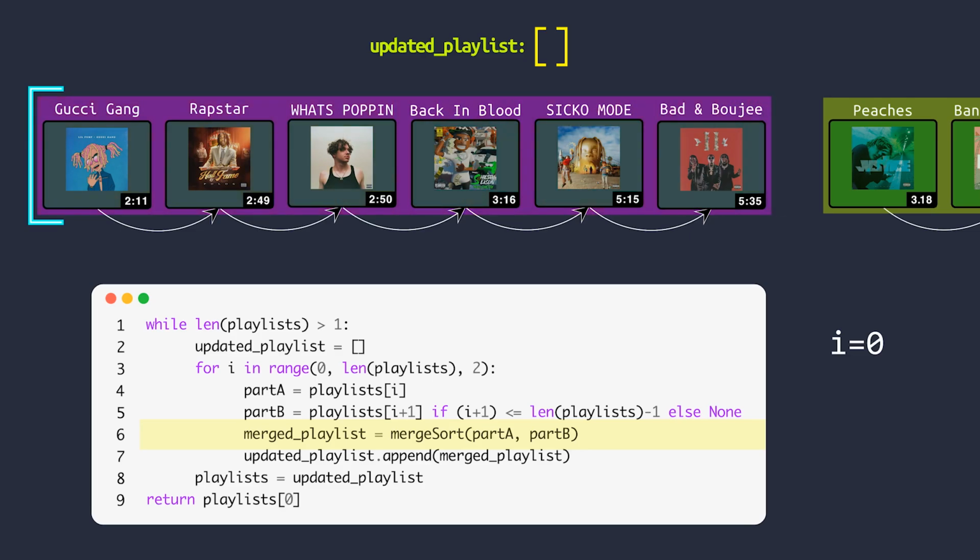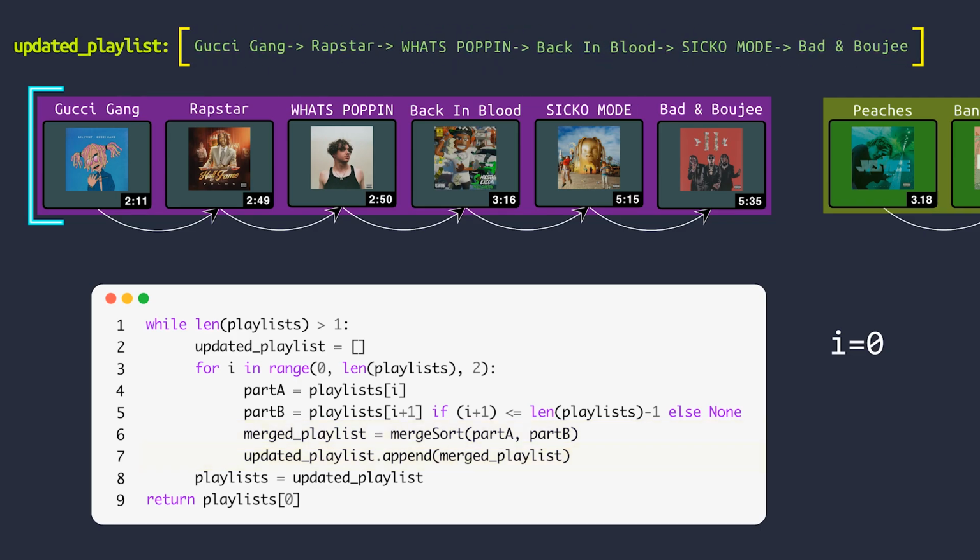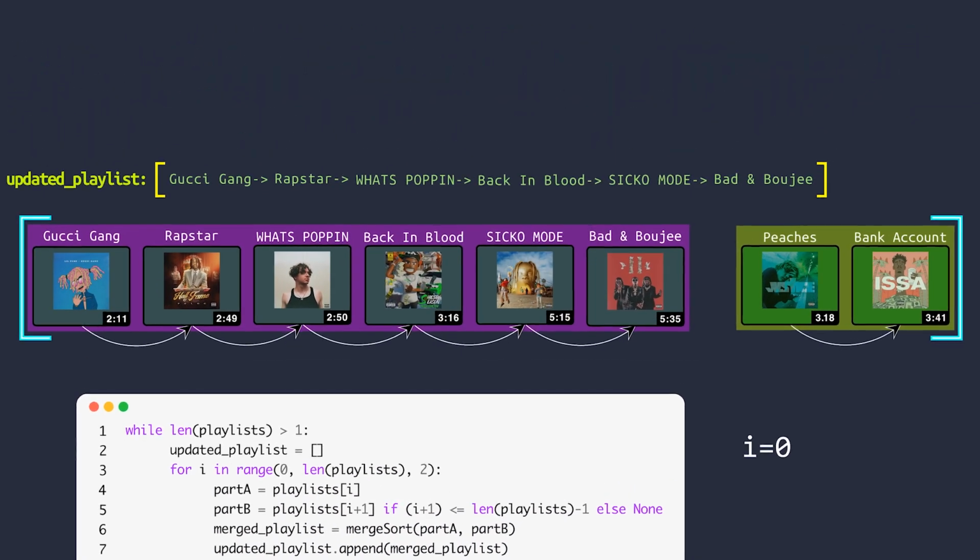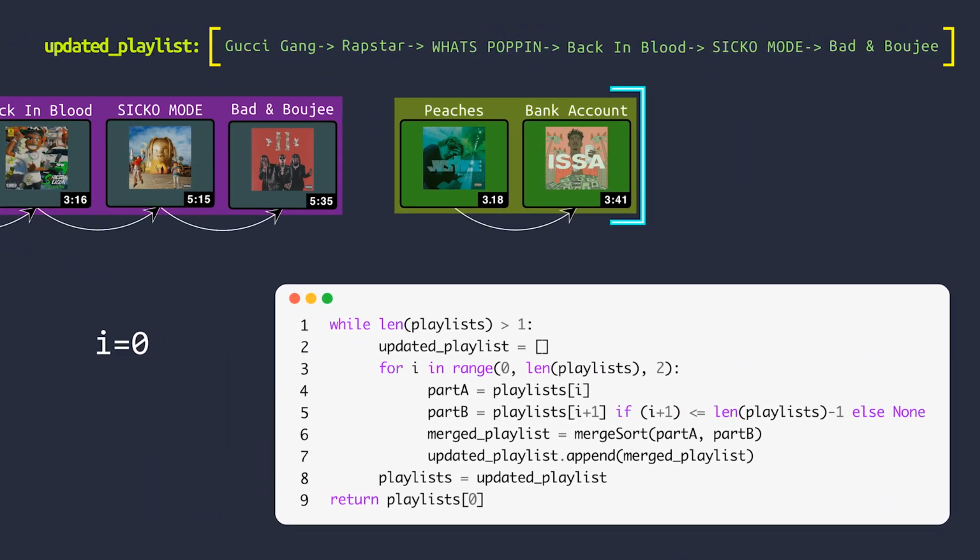So this will be a single sorted playlist, the head of which we're gonna append to our updated playlist array. But remember, we're going 2 steps. So here's our second iteration of the loop. I is now 2. And since this playlist doesn't have a pair, part A will store the entire playlist. So Peaches and Bank Account. And part B is just None.